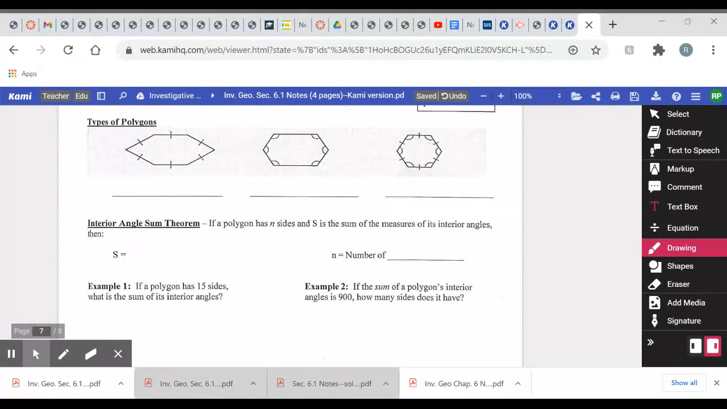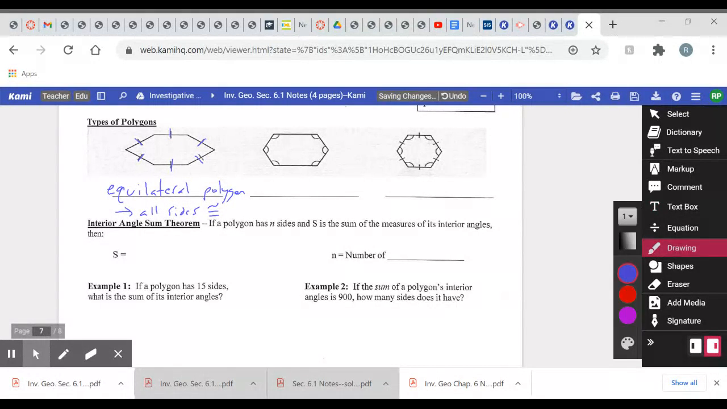So here's some different types of polygons. The first one we have here, because of all these congruent markings on the figure, we would consider this an equilateral polygon. Okay, and again, the reason is because all sides are congruent. This next one is an equiangular polygon, because all the angles are congruent.